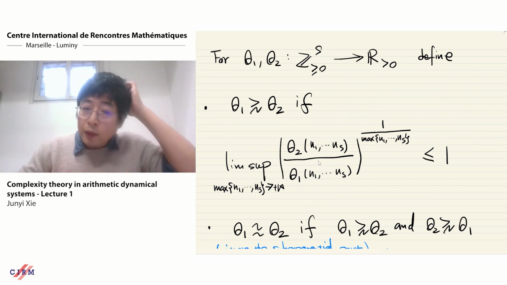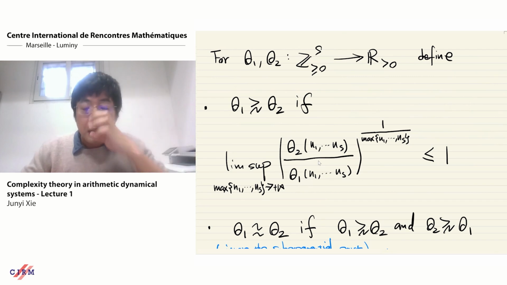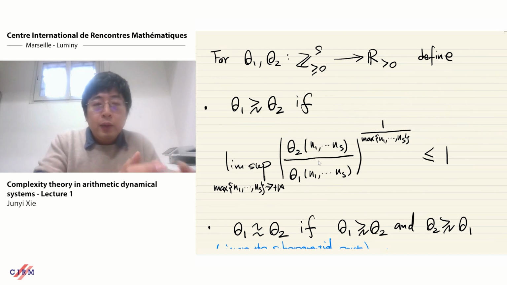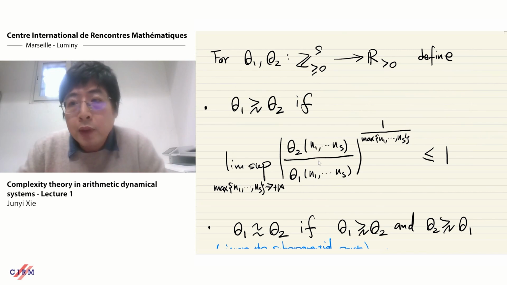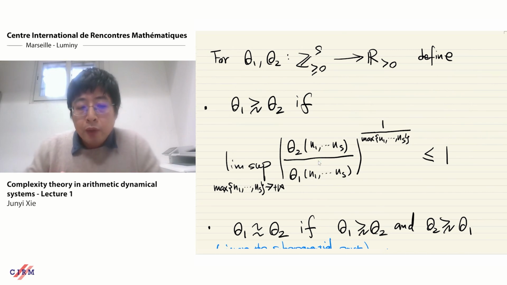I think you can think of this definition as follows: if you have some function from the non-negative integers to the positive reals, then you just want to ignore the sub-exponential part. So the definition is that you just ignore the sub-exponential part.